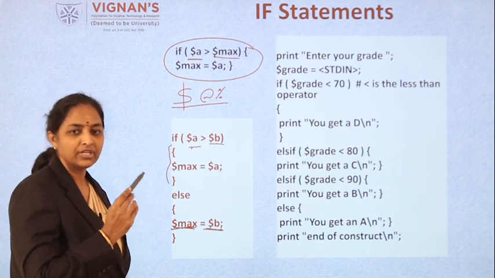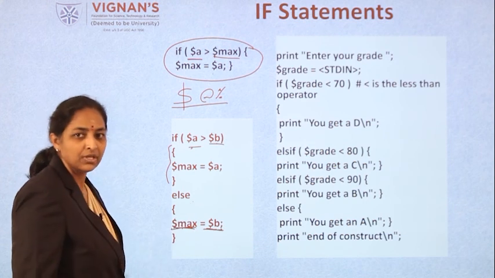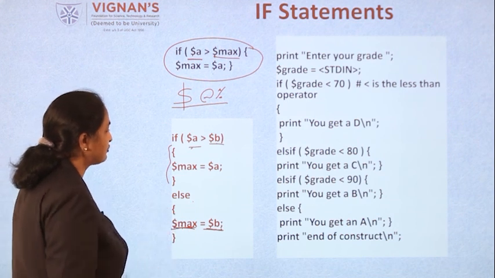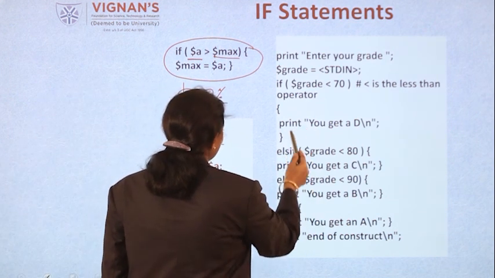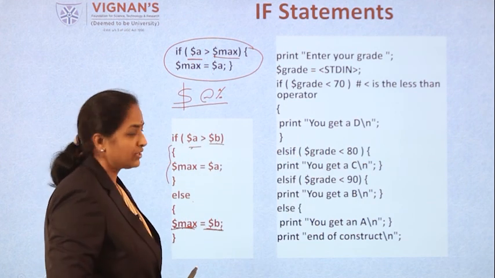Again you have to check A with C, then you have to go with the else condition. So this is the way how you can use the if statement. Now coming to if else if. See, in this case, suppose you want to check what your grade is.